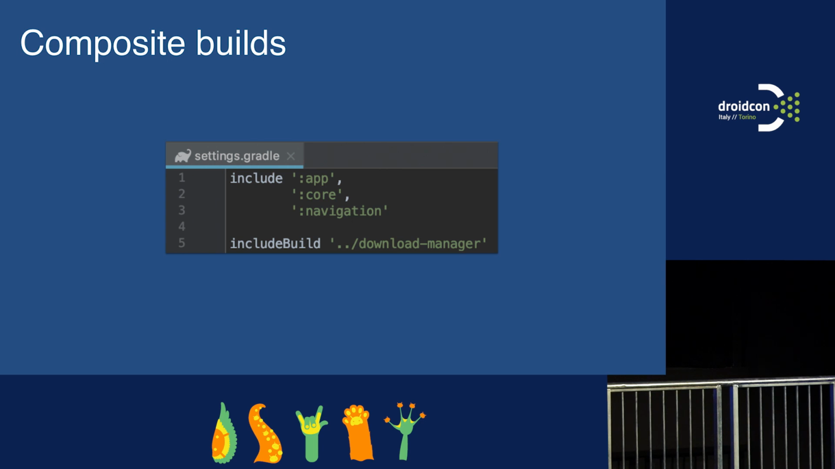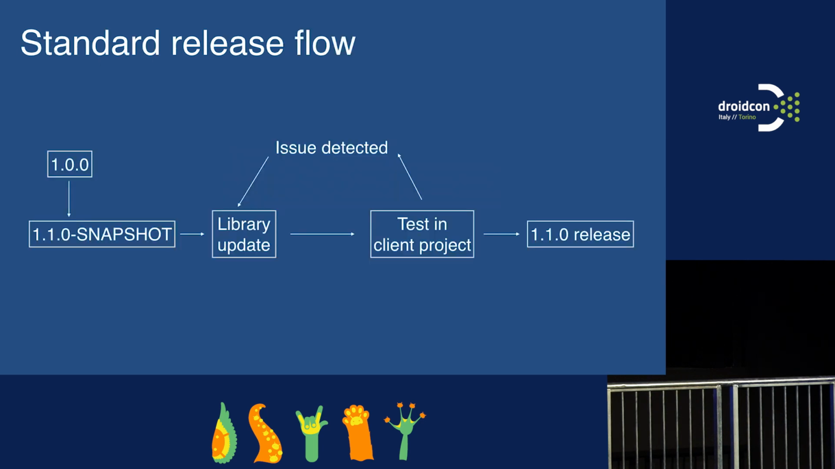So in this case, you can simplify the release process a lot, just removing all the snapshot releases. You can test immediately in the client project, and release it to production when it's ready, of course.